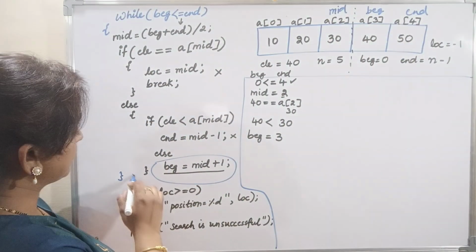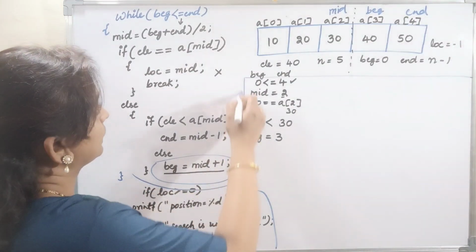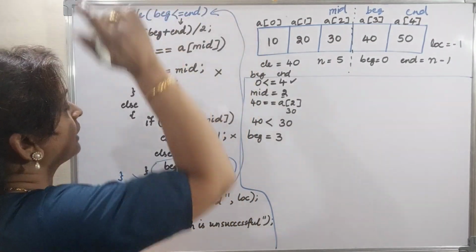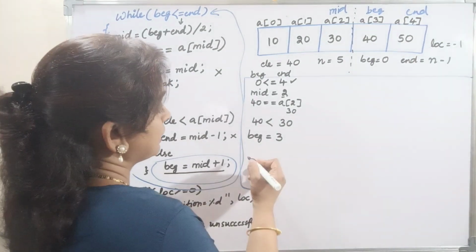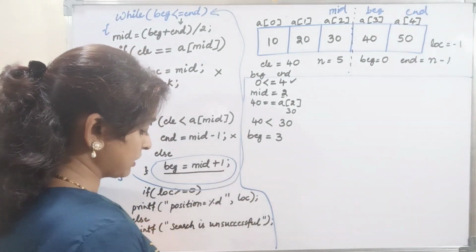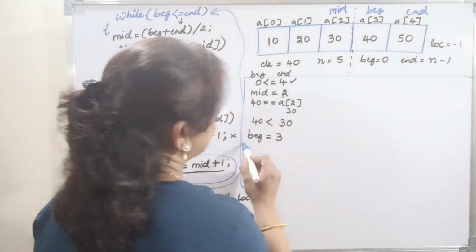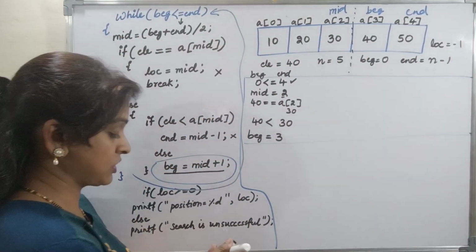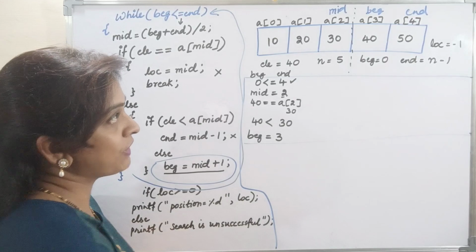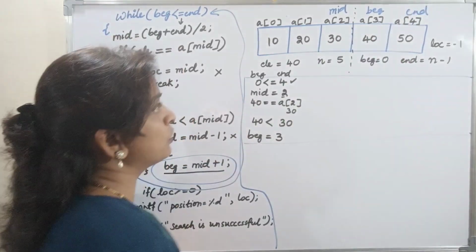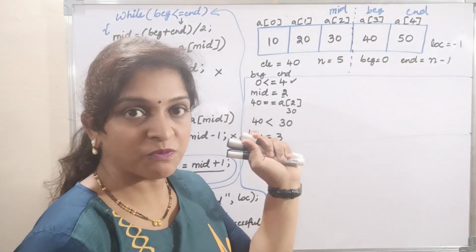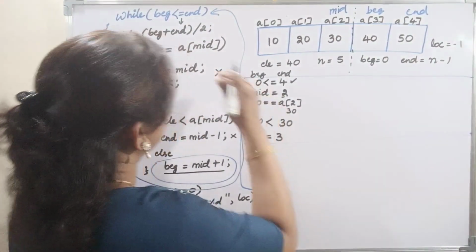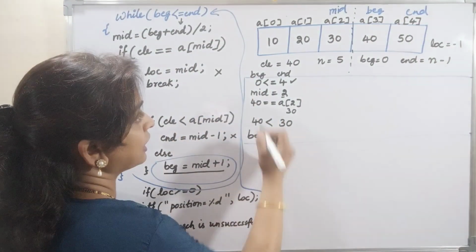After this I need to loop back and once again check the condition. What is that condition? I need to check whether I am within the array bound. So what is the beginning value? It is 3. Ending value is 4. So am I within that array bound? Yes, I am within that array bound. Loop back means check that value.